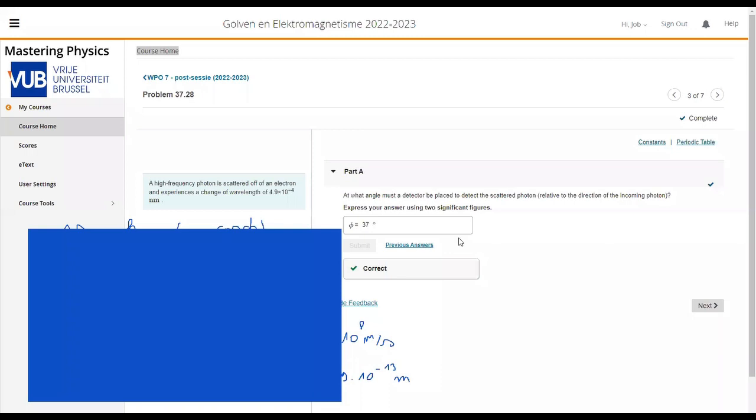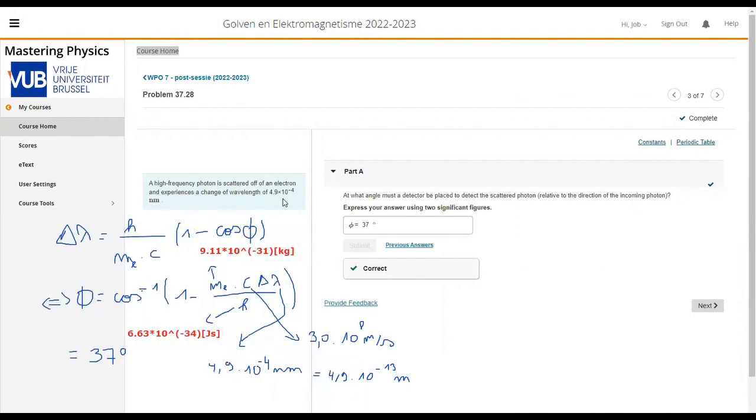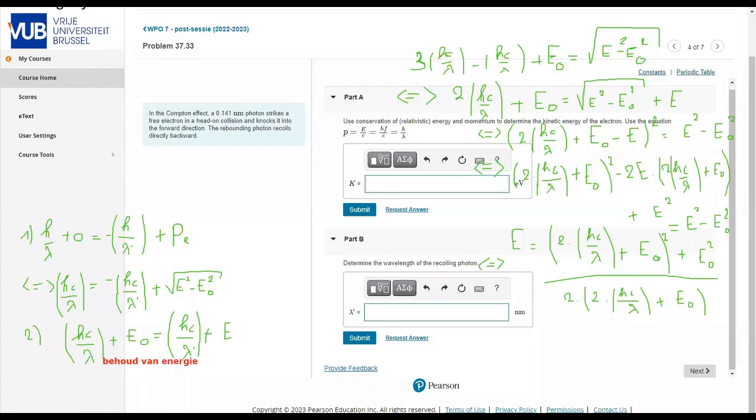Okay, this one is the easy one, exercise 12. So basically, they ask you to find the angle, and what you just have to do is know this formula. If you know this, then you can easily find the angle. Okay, let's go for the next one.